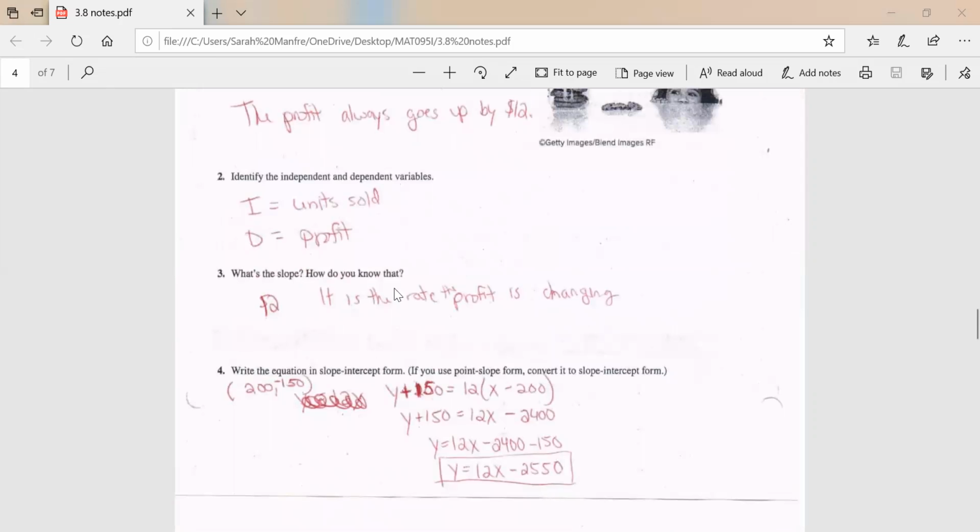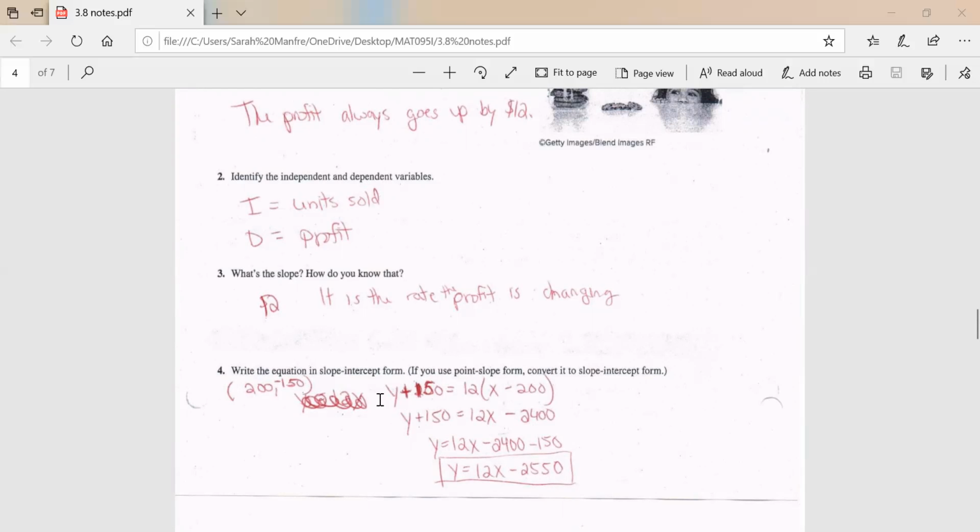What is the slope? How do you know that? It is 12, and that is the rate that the profit is changing. Okay, so let's write the equation in point-slope form. Well, we know the point: 200 means negative 150, so if they sell 200 units, they lose $150. So that's my point, and we know that the slope is 12. So I took my point-slope form, and I replaced slope m with 12, and I know my x is 200, so 200 came with the x, and then y got replaced with negative 150. And now just note it's plus, and the reason it's plus is because this is a negative 150, which is going to change the sign in the equation.